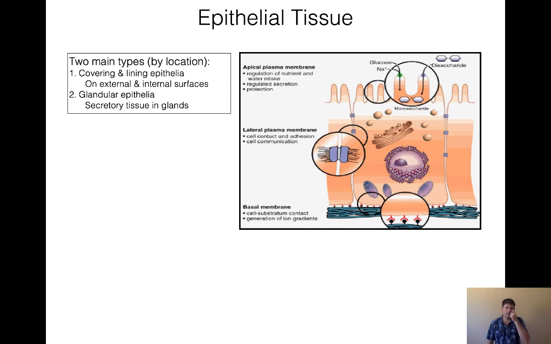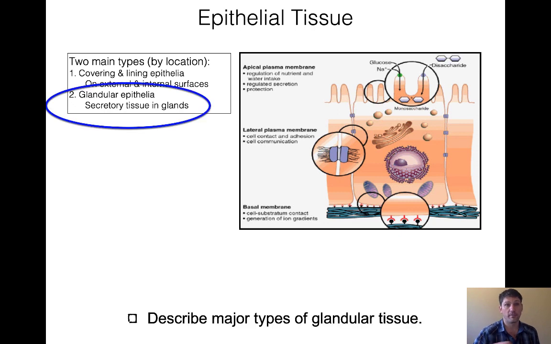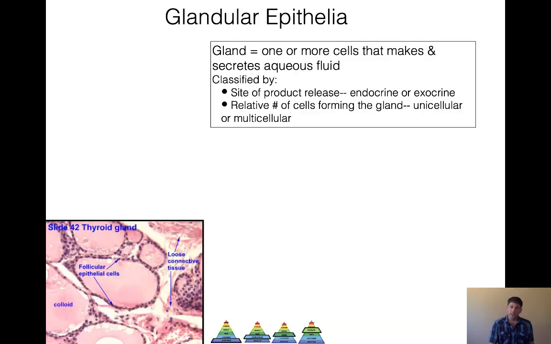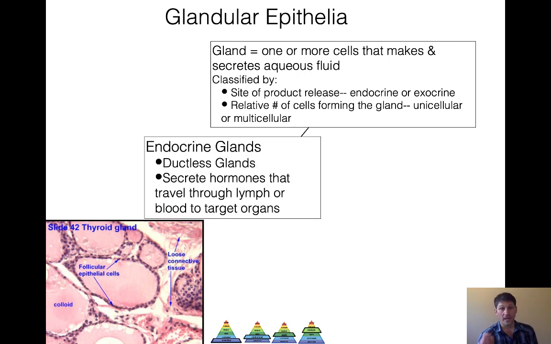Okay, last couple of bits of information. So we talked about our covering and lining epithelial tissue. Now I just want to quickly touch on our glandular epithelial tissue. So glandular epithelial tissue, a gland is one or more cells that is making some type of fluid. So endocrine glands, just as a refresher, ductless, endo, inside. So they're releasing their substances into the blood or into our lymph.